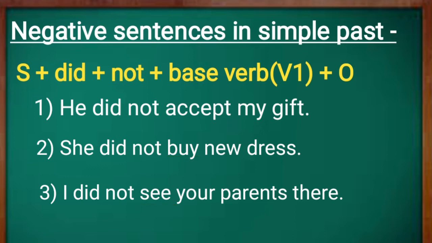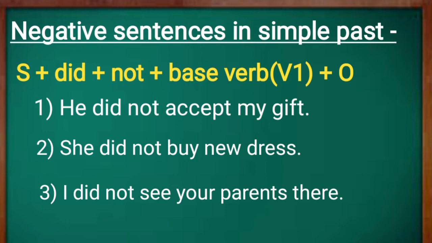And it is my experience that many students as well as many people make such mistakes while speaking. They use verb second form after did not. So don't forget, after did not you have to use verb first form. Here you can use didn't as well. So I hope you understood very well how you can use simple past tense in negative sentences.